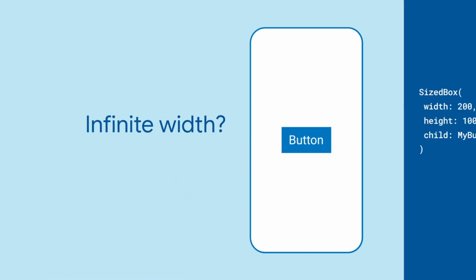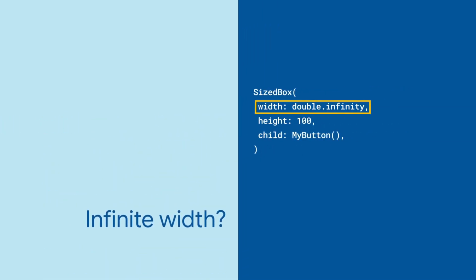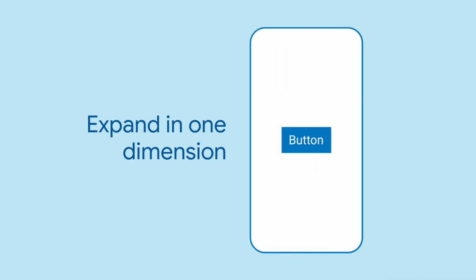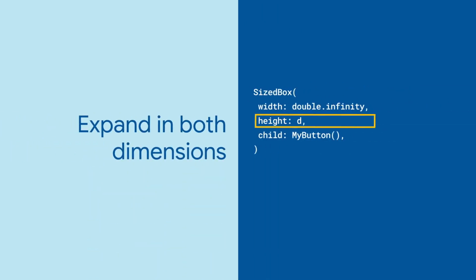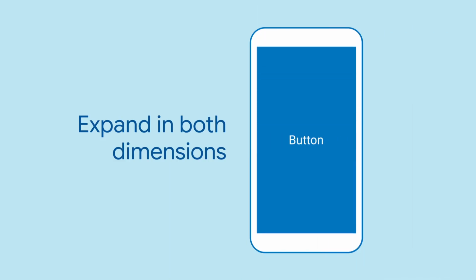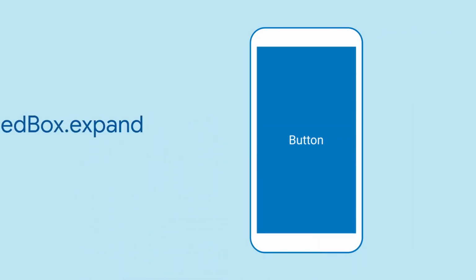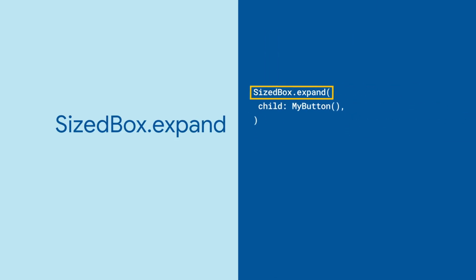What if you tell the SizedBox to have infinite size in a direction? Does it go to infinity and beyond? No, unfortunately. It just expands as much as its parent allows. If you put infinity in both dimensions, then the child fills the available space. There's a handy shortcut for this, SizedBox.expand.